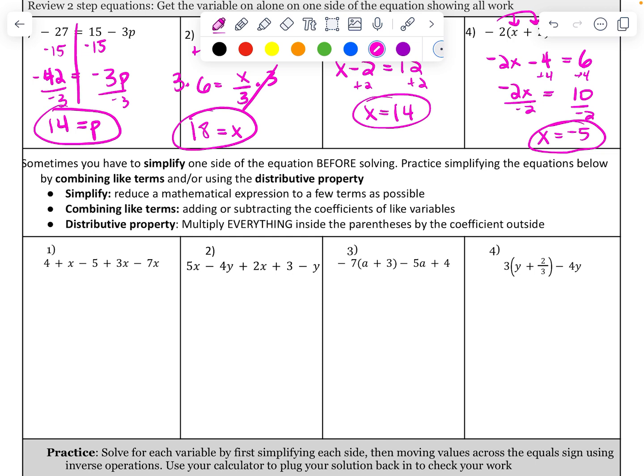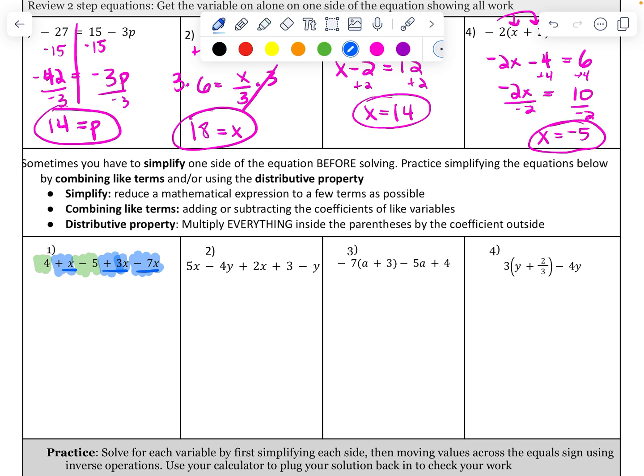Let's start with some combining like terms. We are just simplifying all of these. We're not going to have a final answer. We're going to have a final expression. All right, like terms have the same variables. So I've got a 1x, a 3x, and a negative 7x. Whenever we talk about like terms, the sign stays with the number. All right? And then I'll have a positive 4 and a negative 5.